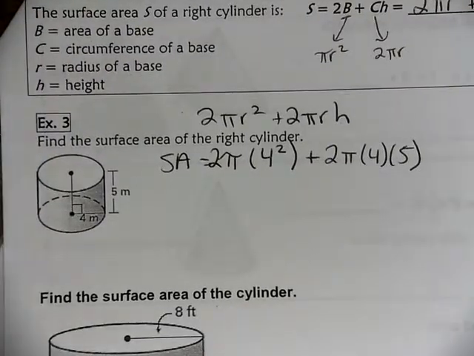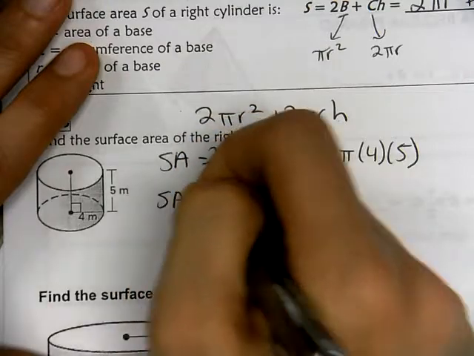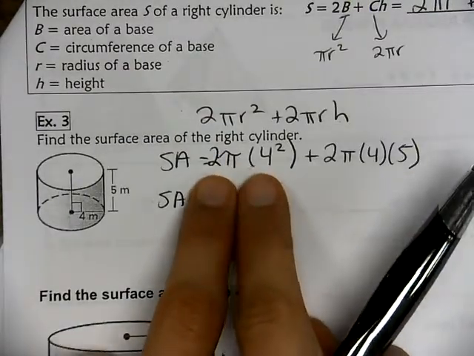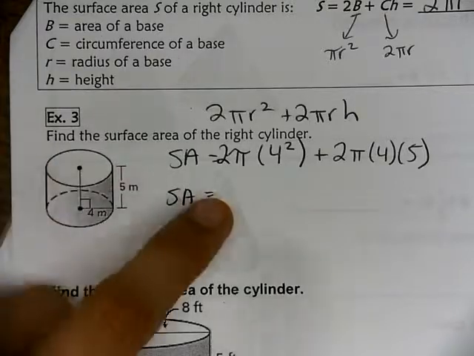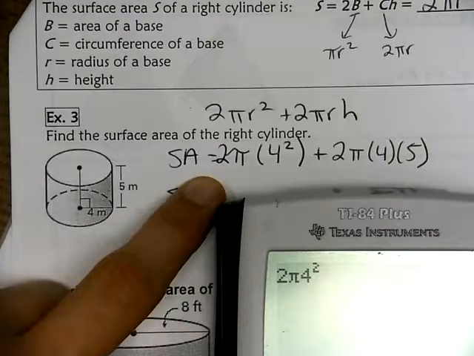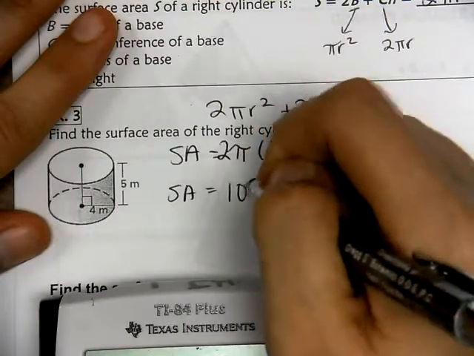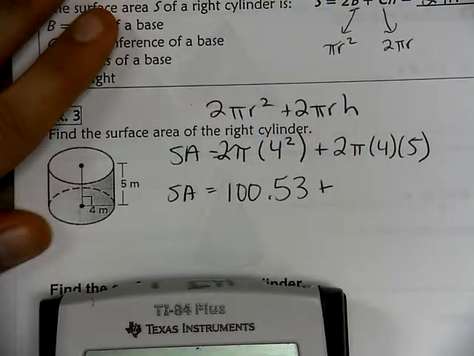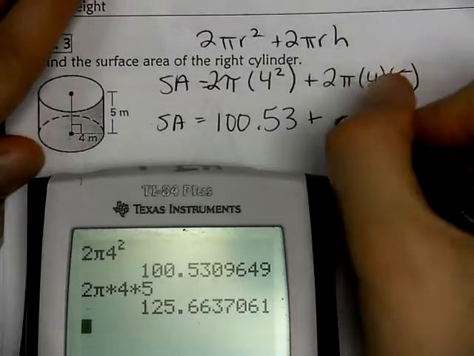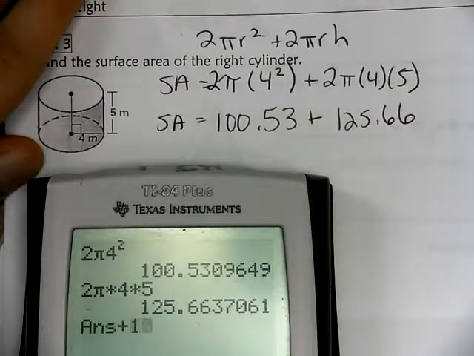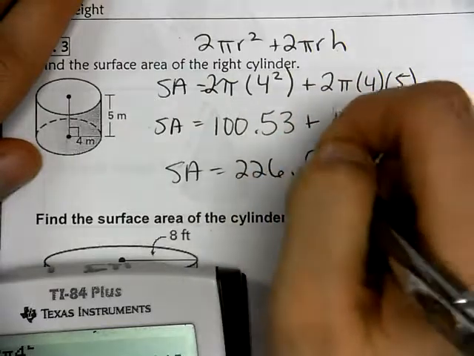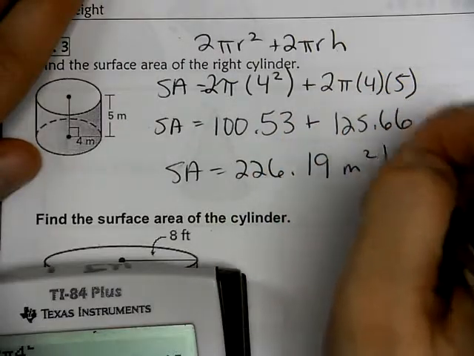Now it's up to you if you want to give me exact or decimals. I don't multiply the pi until the very end. Or you can multiply this whole part and this whole part and add them together. That's probably easier. 2 pi 4 squared is 100.53, plus 2 pi times 4 times 5 is 125.66. And then add them together: 226.19 meters squared.